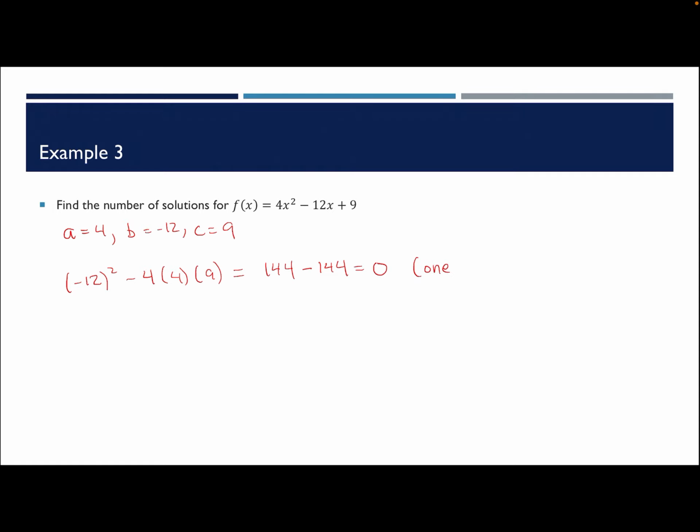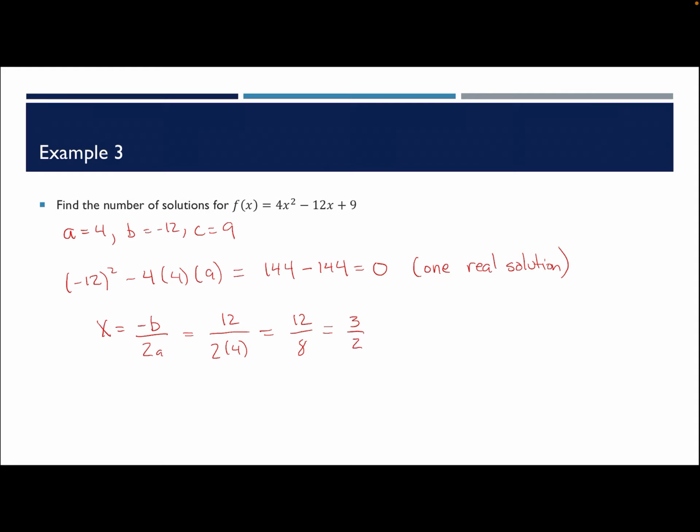So this means we have one real solution. And that's going to mean that our solution is just x equals negative b divided by 2a, which would be positive 12 divided by 2 times 4, which is 12 divided by 8. 4 divides into both of those, so we get 3 divided by 2 as our solution.